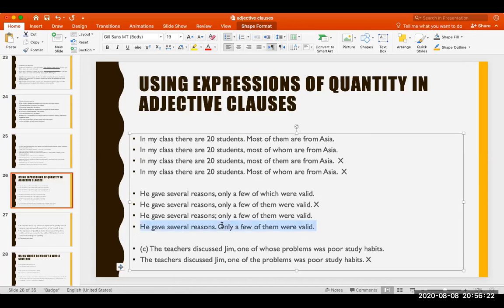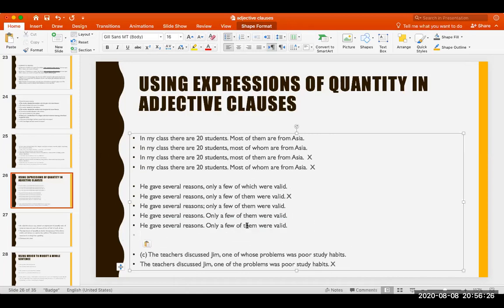Remember, this sentence is incorrect this way. If there is only a few of which, this is also still incorrect. Remember, because the which clause is a dependent clause, a subordinate clause. It can't stand alone. You need a main clause to be part of it. You don't say because he was sick. You say he's absent, or he was absent because he was sick.